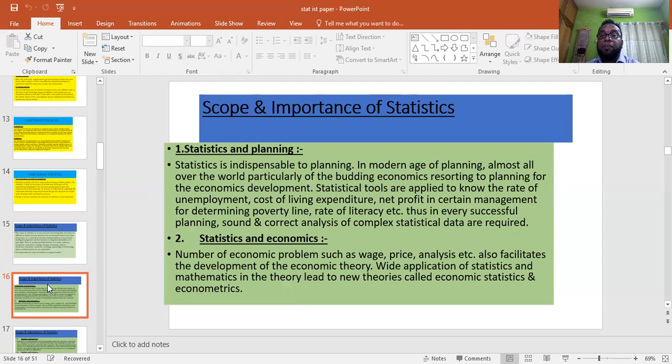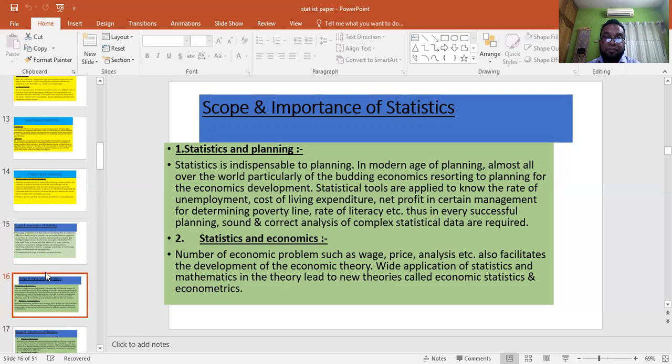Statistical tools are applied to know the rate of unemployment, cost of living expenditure, net profit in certain management, for determining the poverty line, rate of literacy, etc. Thus, in every successful planning, sound and correct analysis of complex statistical data is required. So, statistics is very important in case of planning.